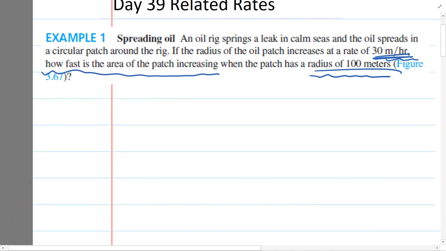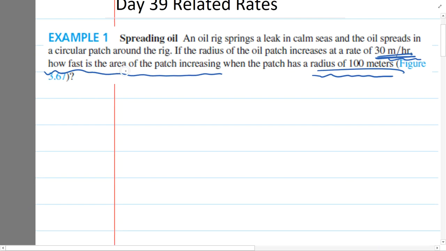What we're looking for in this problem is how fast the area of the patch of oil spill is increasing. So how does the area increase? And when we're talking about speed, that's a rate. So this question is really asking for us to describe the dA dt value, the change in area with respect to time.